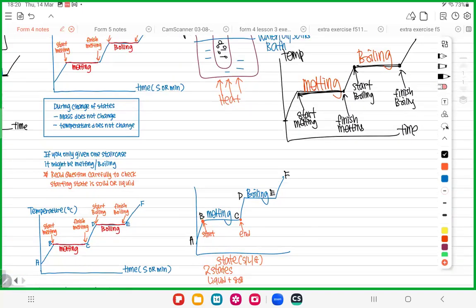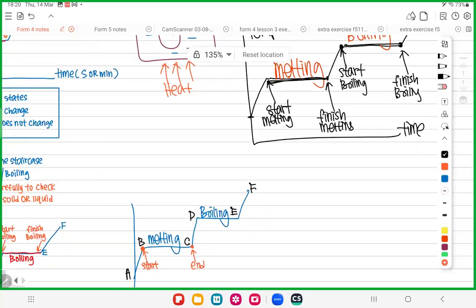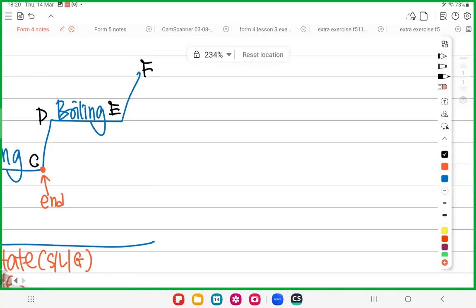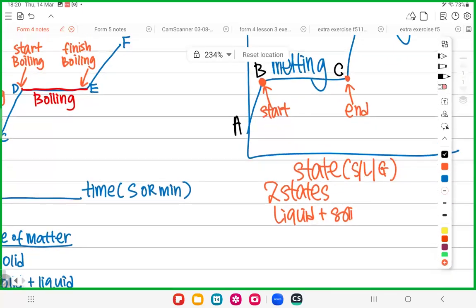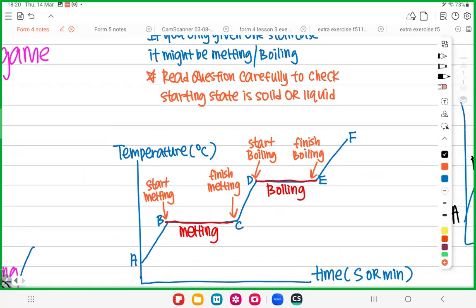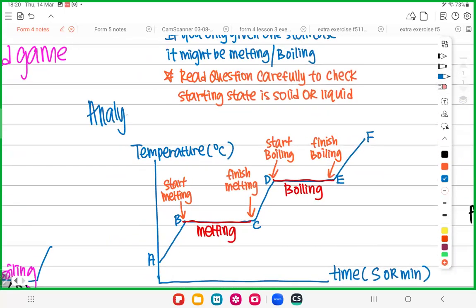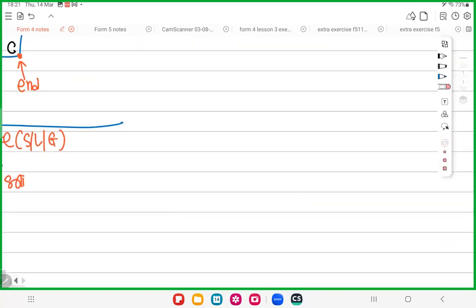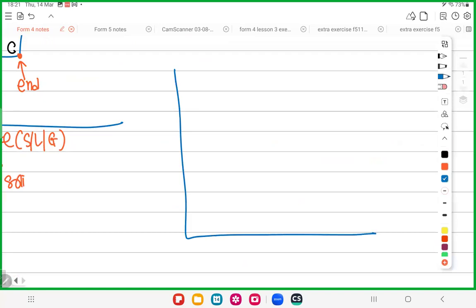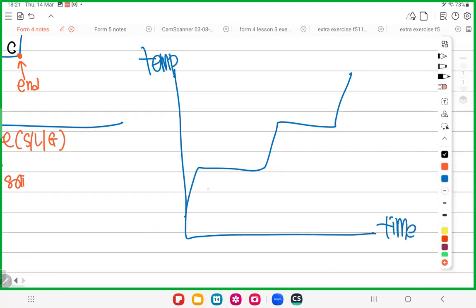All right. So now, the next thing I want you to know is how to analyze. How are we going to do the analysis of your heating curve? Imagine we have a 2 staircase heating curve. This is temperature and this is time. The points are called A, B, C, D, E, F.